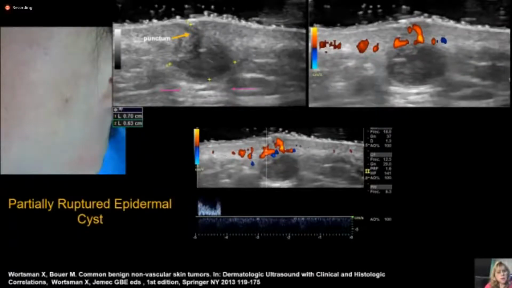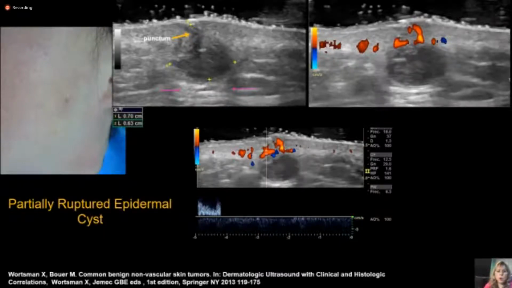This is a case of a partially ruptured epidermal cyst. You can notice the clinical lesion. And then on your right, you can see that the borders become ill-defined, especially the border on your left. Also, you can notice the communication of the cyst to the subepidermal region that is called punctum. This punctum can be observed in some cases, but not in all the cases.